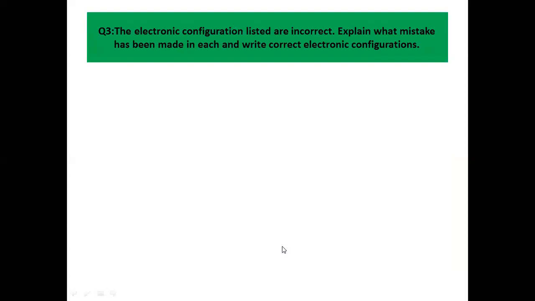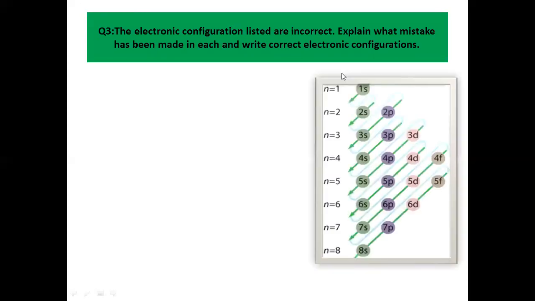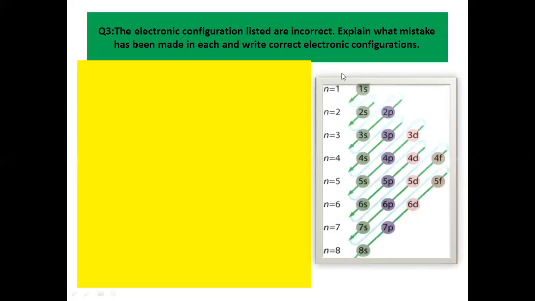Question number 3: the electronic configurations listed are incorrect. Explain what mistake has been made in each and write the correct electronic configuration. Some configurations are mentioned and we have to identify whether each is correct or wrong. Let us see. X: 1s2, 2s2, 2p. This energy sequence is correct: 1s, 2s, 2p. Then after 2p comes 3s, not 3p. So the energy sequence is also wrong.